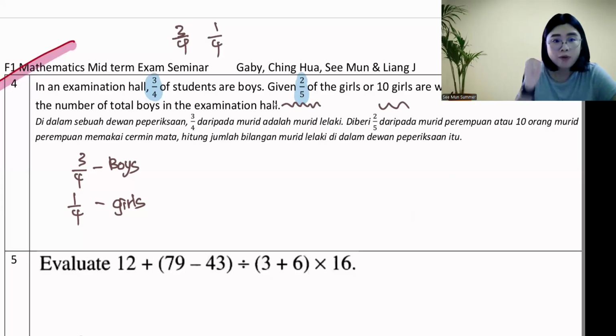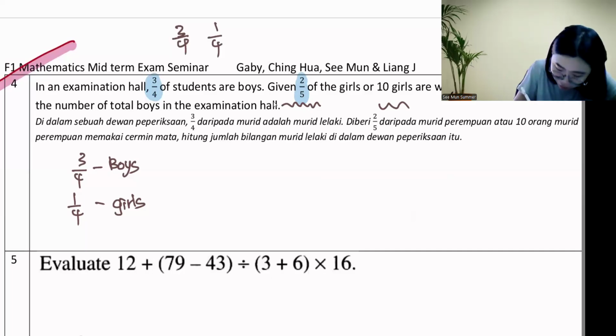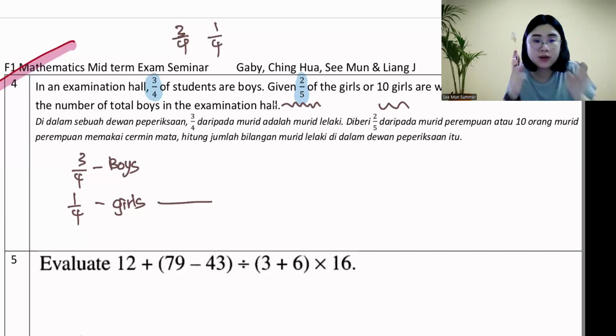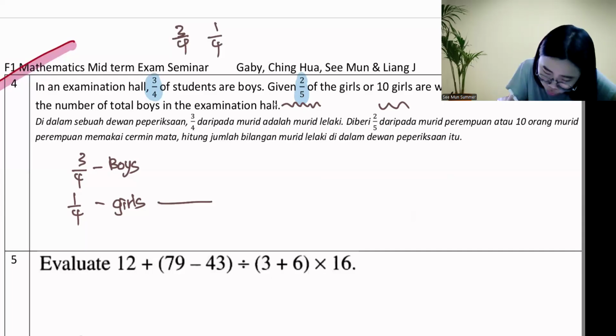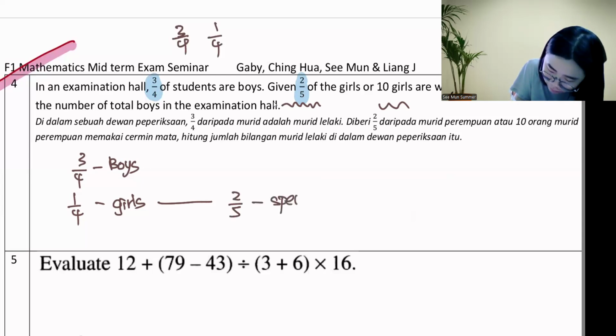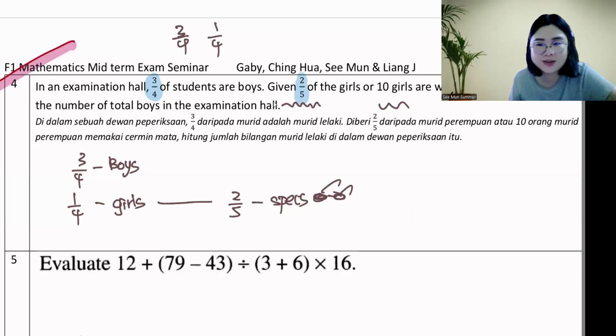So 2/5 of the girls. So it's from here. So these are the girls, right? Among all these 1/4, the girls, they have 2/5 of them. It's specs. Okay, what is specs? Specs is like they're wearing these spectacles.